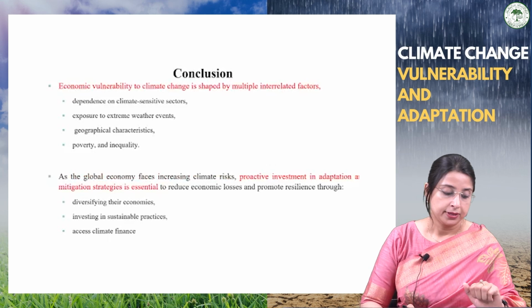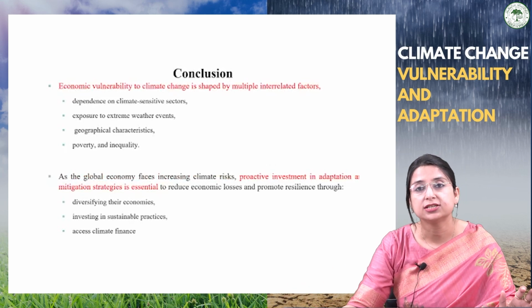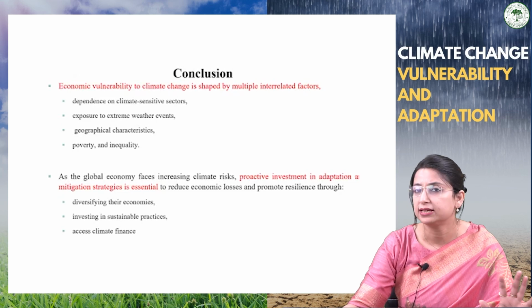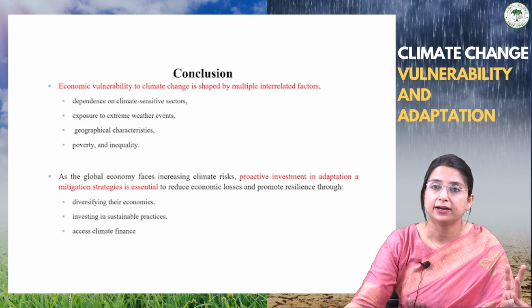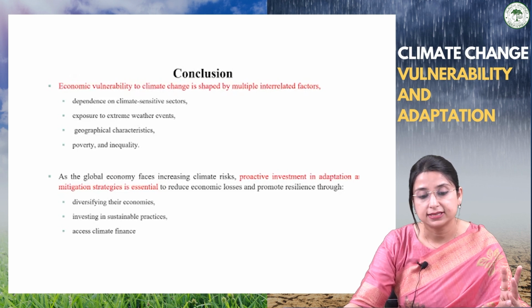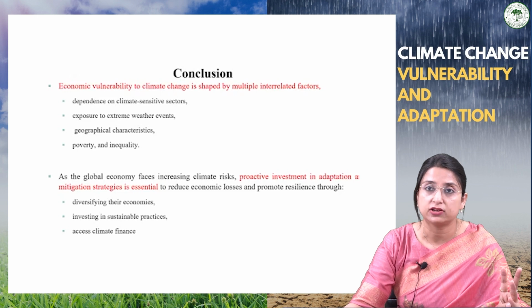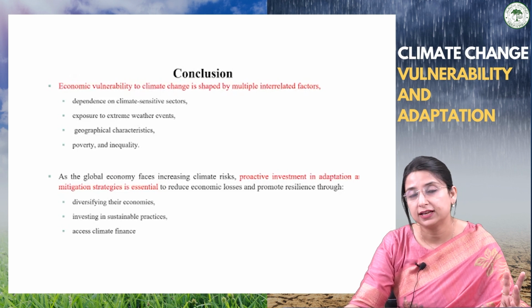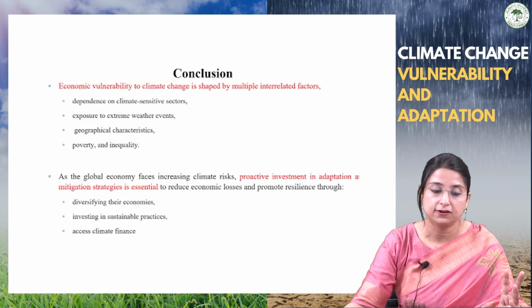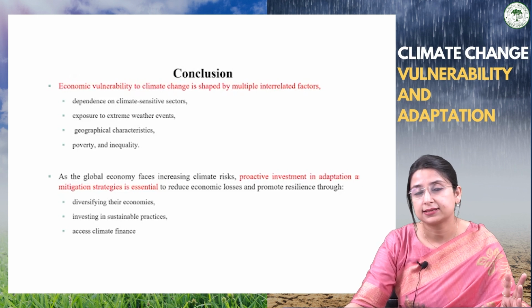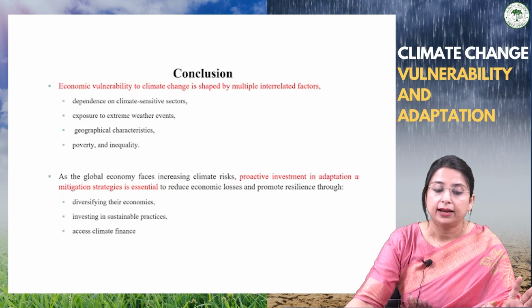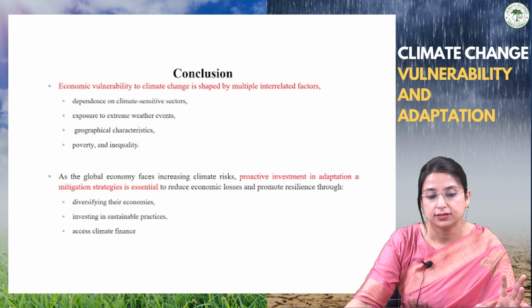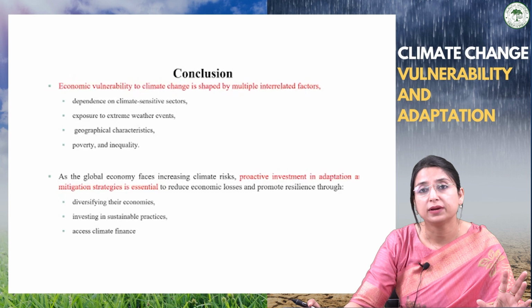So we can say here that economic vulnerability to climate change is shaped by n number of interrelated factors, like dependence of the economy on climate, mainly certain climate-sensitive sectors like agriculture, fisheries, etc., or exposure to extreme weather events, like coastal areas to hurricanes and flooding, geographical characteristics like mountains, coastal areas, islands, etc., and also poverty and inequalities. So these are the factors by which economic vulnerability to climate change is mainly shaped.